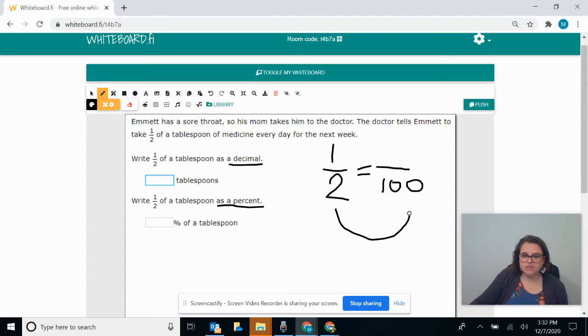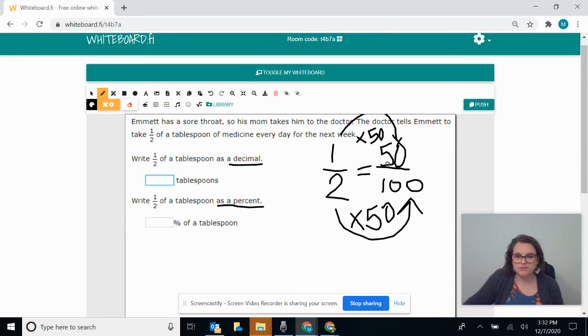Then I just have to do something that we're used to since the beginning of the school year. From 2 to 100, I'm going to be multiplying, and 2 times what gives me 100? 2 times 50. Whatever I do to the bottom, I have to do to the top. So 1 times 50 gives me 50. Now I have a fraction that is out of 100, which is much easier to use.